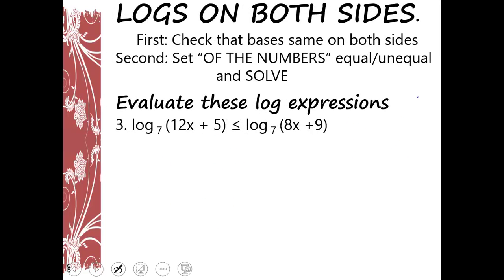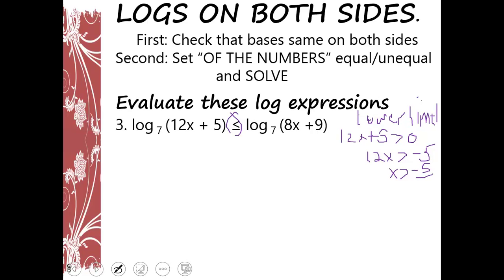Piece of cake. Let's try this next one. And we have a less than. So whenever we see less than, we have to think of lower limit. Okay, so in this case, it means that 12x plus 5 has to be bigger than 0. So x has to be greater than negative 5/12.